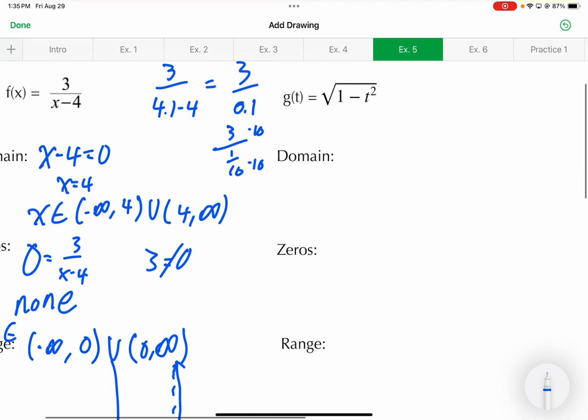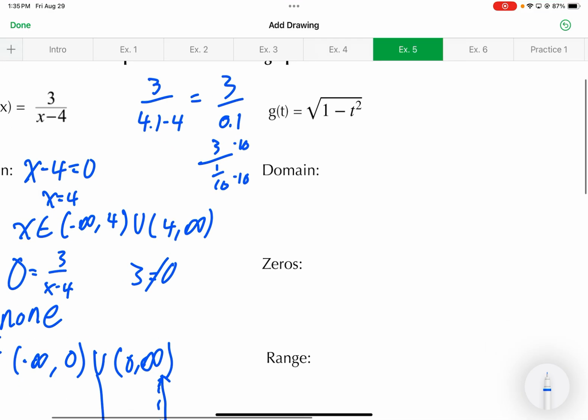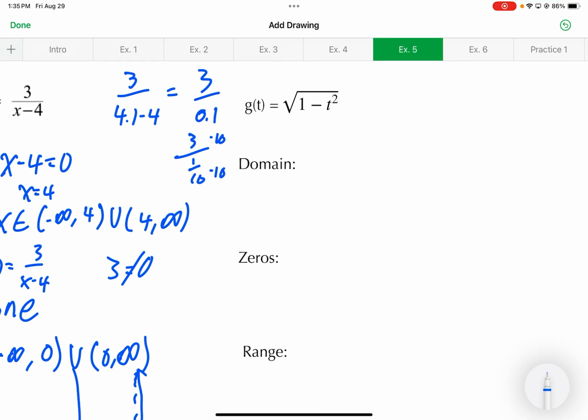All right, domain. Ooh, we got square roots now in this case. We got to be careful. All right, so we got to talk about the type of numbers that we can plug in here. Now, what type of numbers do we want under a square root? Positive. Yeah, we definitely want it to be positive. So how could we rewrite this so that we can find out where what is under the square root gives me a positive number?